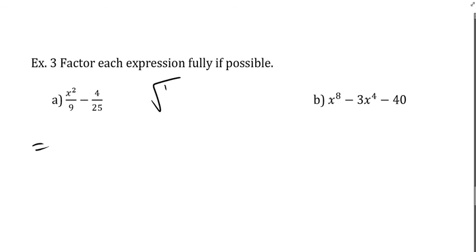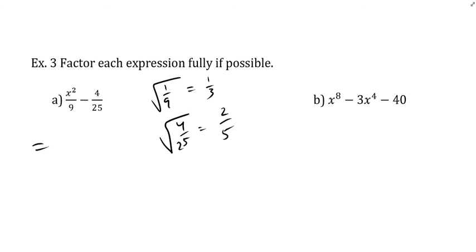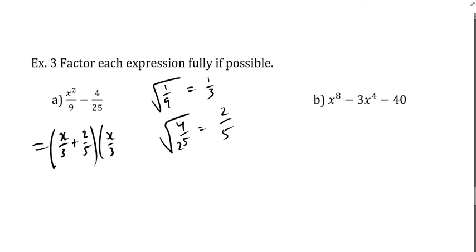What's the square root of 1 over 9? It's 1 over 3. You just take the square root of the top, square root of the bottom. What's the square root of 4 over 25? 2 over 5. Again, you just take the square root of the top and the bottom. There's no fraction math here. You're just noticing perfect squares. So how would I write this? It's x over 3 plus 2 over 5, times x over 3 minus 2 over 5. How do I multiply fractions? I multiply the top, I multiply the bottom, right? So taking the square root of them is easy.